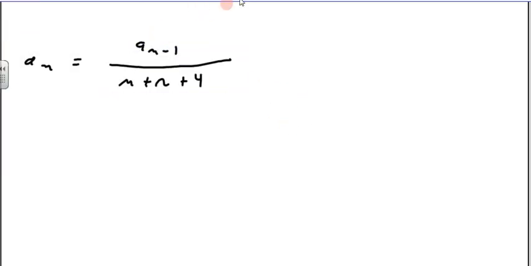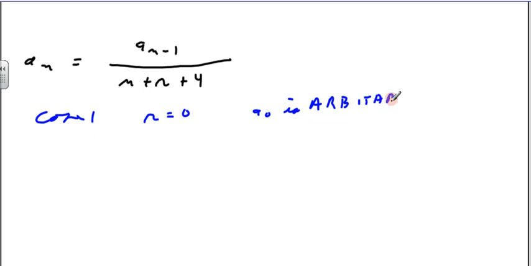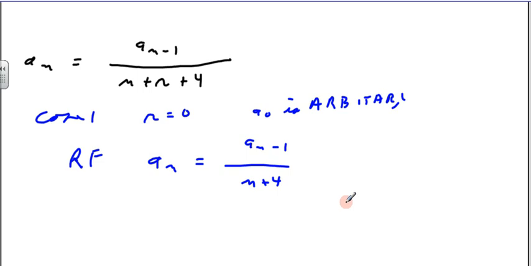Okay, so case 1. R is equal to 0. A0 is arbitrary. And the recurring formula becomes a_n is equal to a_(n minus 1) divided by n plus 4. Okay, seems good to me.